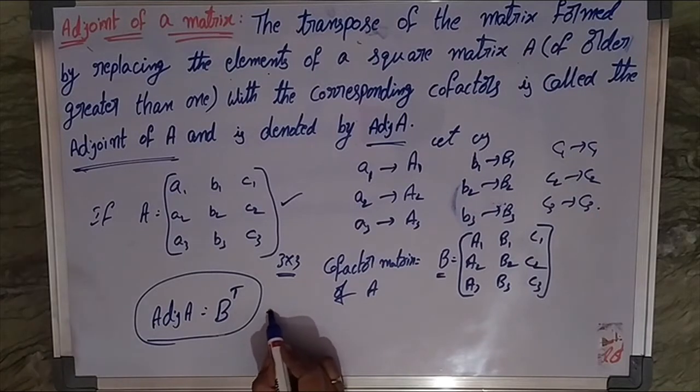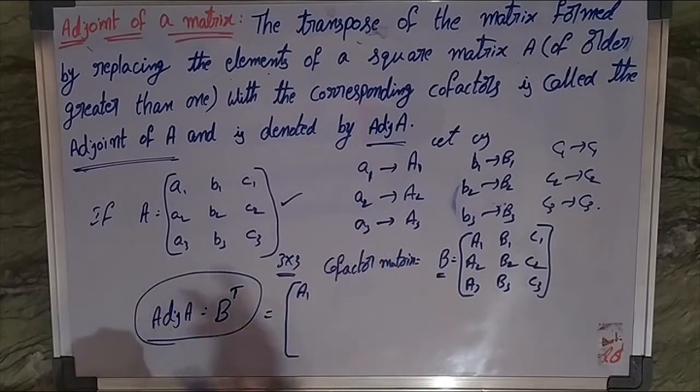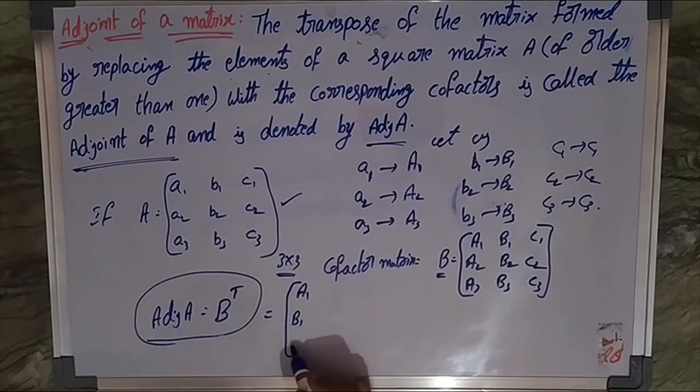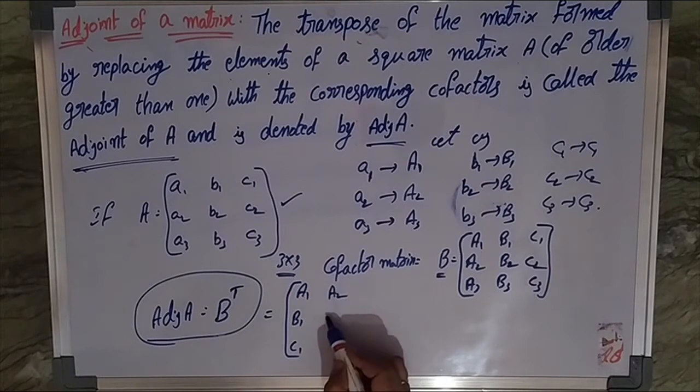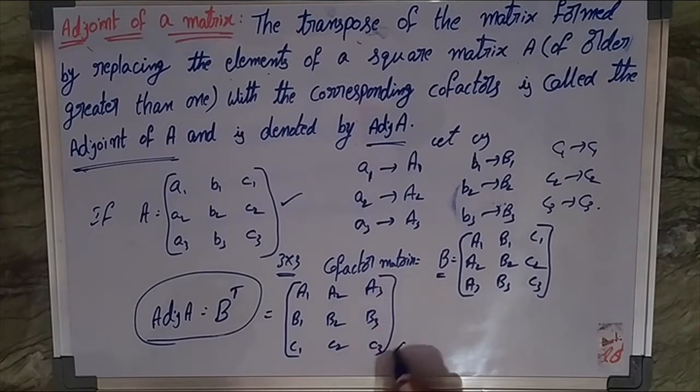Then this adjoint of A is equal to B transpose, whose value is A1, B1, C1, A2, B2, C2, A3, B3, C3. This is the adjoint of A matrix.